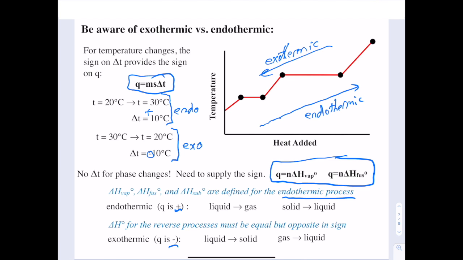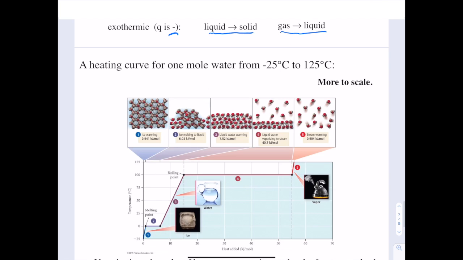If you have an exothermic process, the reverse, you have to be aware of it. Liquid to solid, gas to liquid. Those changes are exothermic and Q is negative.